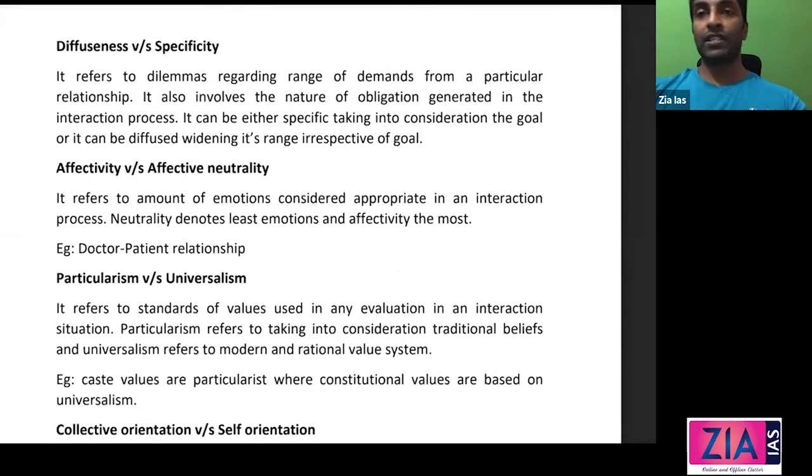Next is diffuseness versus specificity. It refers to the dilemmas regarding the range of demands from a particular relationship. It also involves the nature of obligation generated in the interaction process. It can be either specific, taking into consideration the goal, or it can be diffused, widening its range irrespective of the goal. So you go into a shop, what is your goal? To get something. It can be specific with respect to that, or it can be diffused also. Okay.